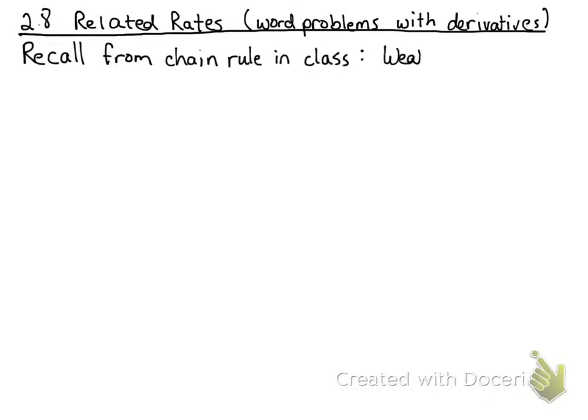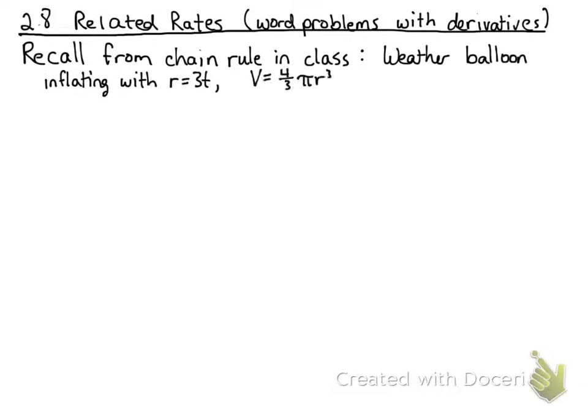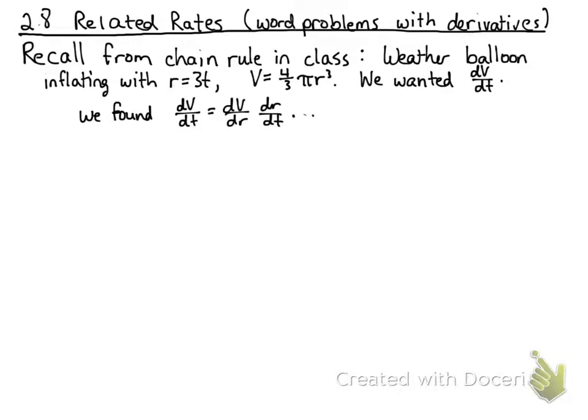Okay, when we did the chain rule in class, our first example was about a weather balloon inflating, and the radius was growing at 3 times time, so after 1 minute the radius was 3 feet or something like that. And then we also had this formula for volume of a sphere because it was a spherical weather balloon. We wanted to find how fast the volume was changing with respect to time, right, the rate of change of volume with respect to time. And we found that using the chain rule. So there's the chain rule.